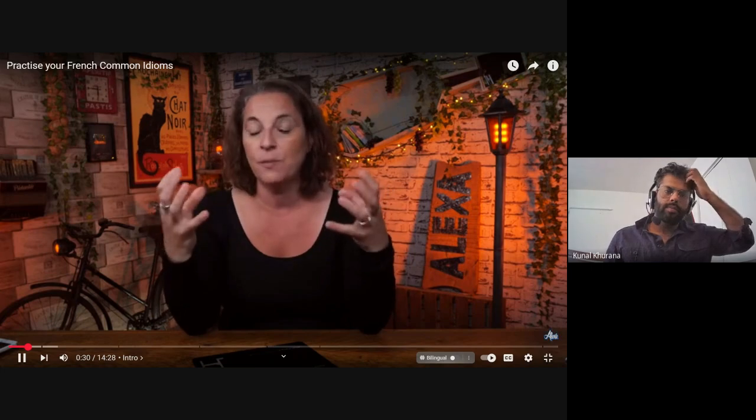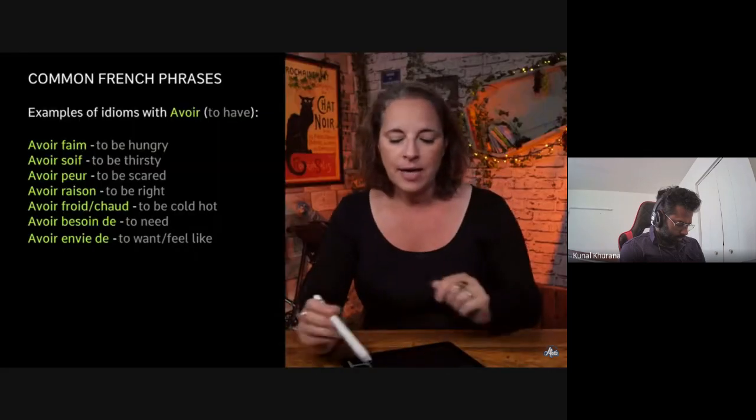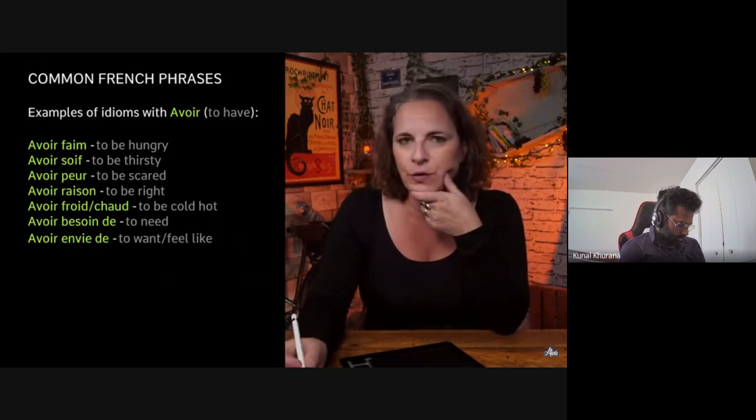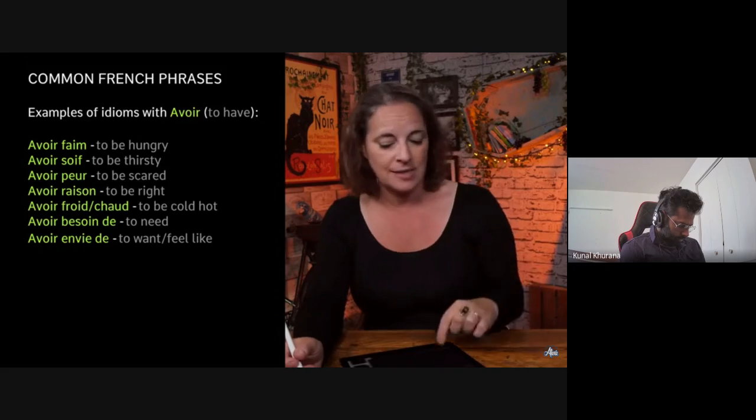Right, let's have a look at common French phrases. I am going to stick to two verbs that you will find in idioms or common phrases that we use in French. The two verbs are avoir and faire. Now, avoir means to have and faire means to do or to make. But put this verb together with another word and it creates what we call an idiom. So I would like you to have a look at a few common idioms and see whether you can spot them in sentences. And that will be the exercise today.